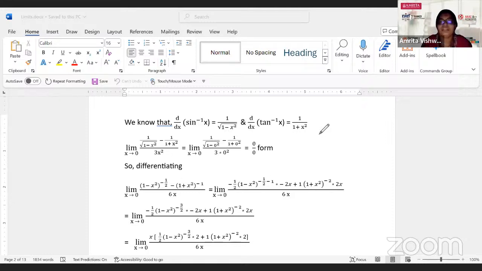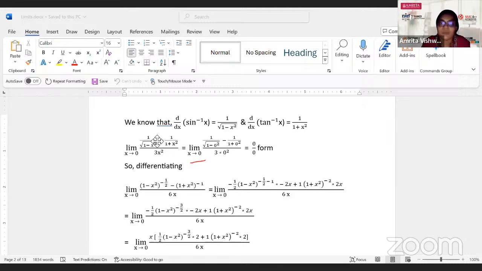Okay. So yes, we're just going to solve this. I'm just going to substitute d by dx of sine inverse x as 1 by root of 1 minus x square and d by dx of tan inverse x as 1 by 1 plus x square. So I have this here. Now what is d by dx of x cube? It is 3x square. Now what I have to do? I have to substitute the limit, that is x equal to 0.